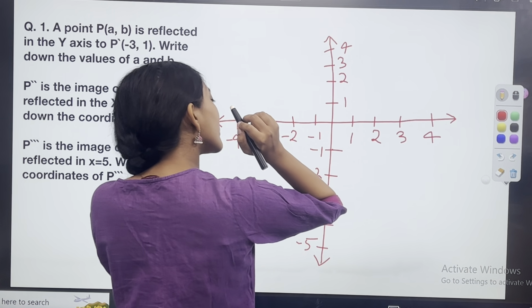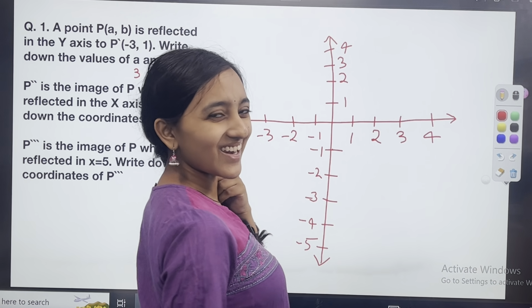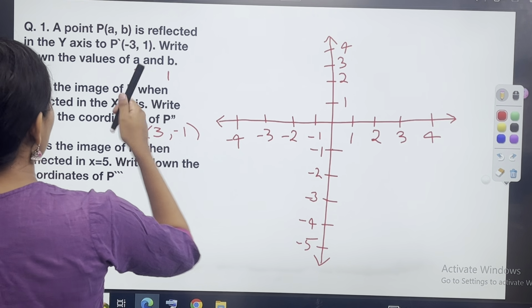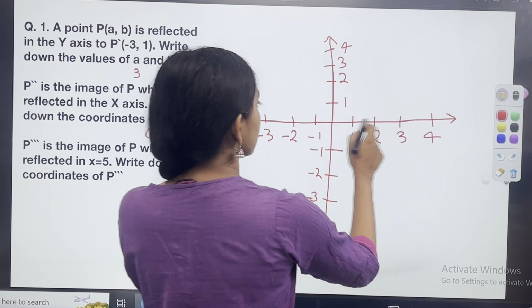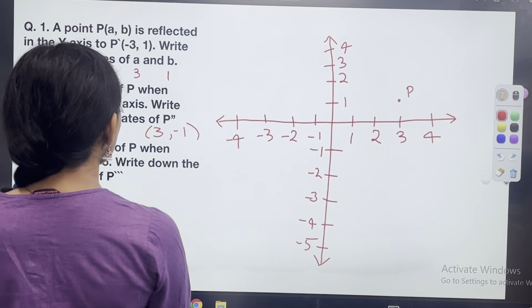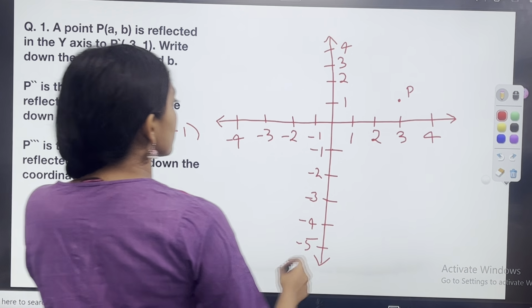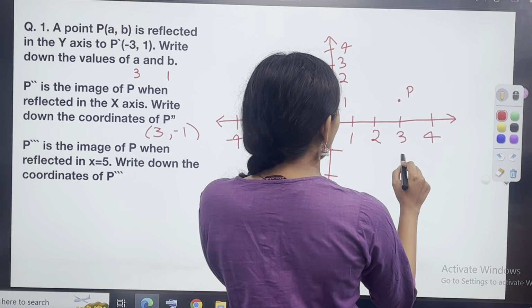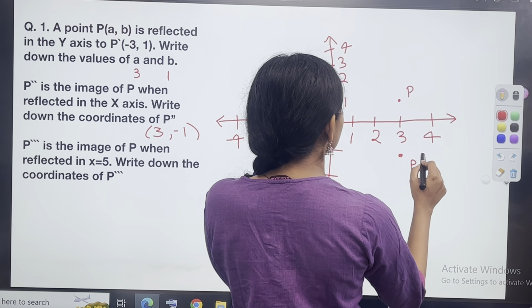I hope you're doing it along with me. Okay. So, let's first draw P. P is 3 comma 1. That is 3 comma 1, which is P is here. Okay. Then 3 comma minus 1 is P double dash. So 3 comma minus 1, which is along the x-axis, right? Yeah. So 3 comma minus 1 is P double dash.